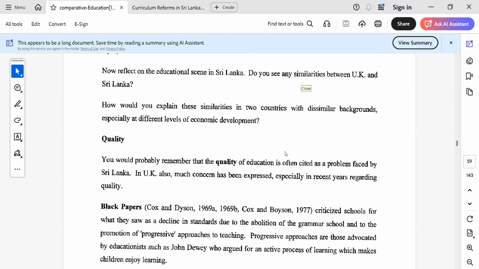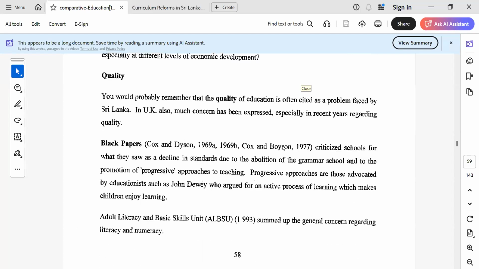You would probably remember that quality of education is often cited as a problem faced by Sri Lanka. In the UK also, much concern has been expressed, especially in recent years, regarding quality. So they had black papers, we had white papers, white report, right? Black papers criticized schools for what they saw as a decline in standards due to abolition of the grammar school and the promotion of progressive approaches to teaching. So progressive approaches are those advocated by educationists such as John Dewey, who argued for an active process of learning which makes children enjoy learning.